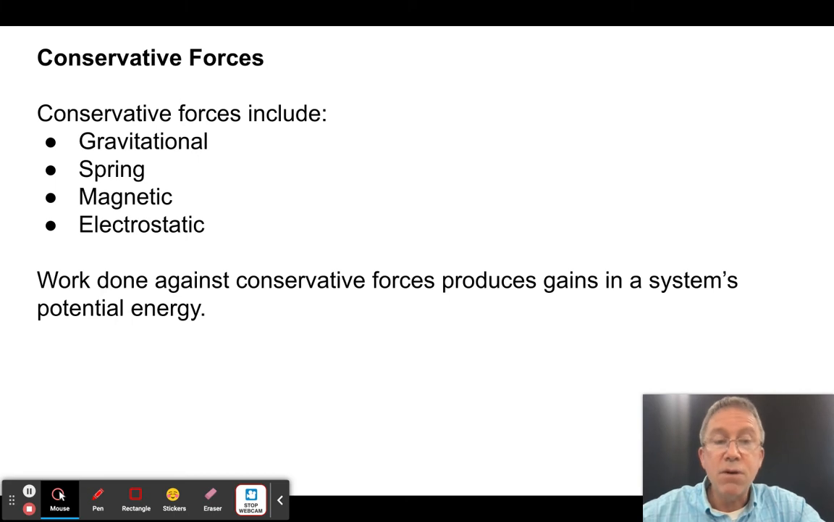Now, there's several conservative forces we could talk about. There's gravitation, spring. There's also magnetic, we'll see that later on in the year when we deal with collisions, and electrostatic. So these are the ones where we can have it, but basically, a conservative force is one where these forces cause changes in the potential energy of a system, and we're only going to concern ourselves with gravitational and spring.